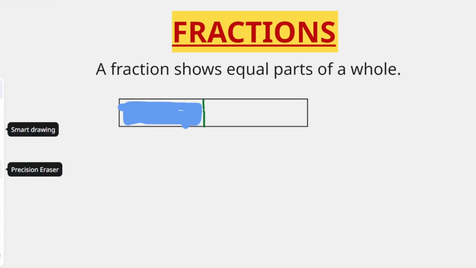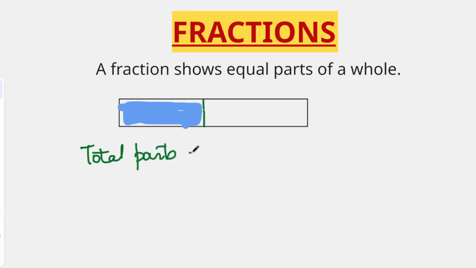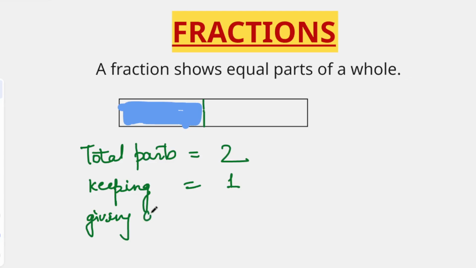All right, now first we'll talk about how many total parts there are. How many total parts of the chocolate bar do you see here? We have two, right? This is one, this is two. And how many parts out of these two are you keeping to yourself? Just one part, right? And how many parts out of these two parts are you giving away? Again one part, right? So there are only two parts, and one you are giving away and one you are keeping to yourself. All right, so this is the whole information that we need for a fraction.